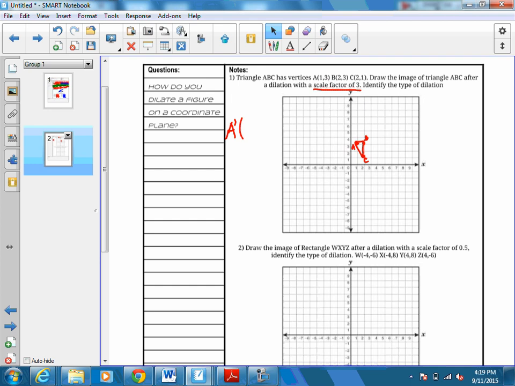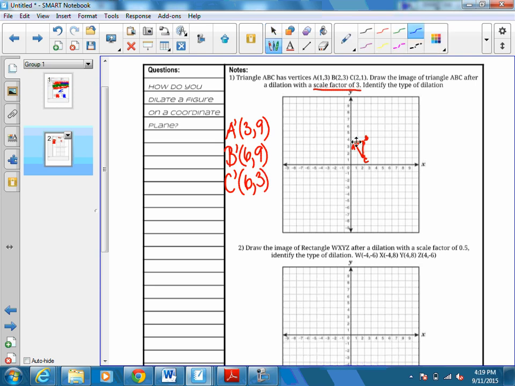So A prime will become 3 times 1 is 3, 3 times 3 is 9. All right. B prime, if I multiply each coordinate by 3, 2 times 3 is 6, 3 times 3 is 9. Okay, and last but not least, C prime would be 2 times 3 is 6, and 1 times 3 is 3. So let's go ahead and plot those new points.